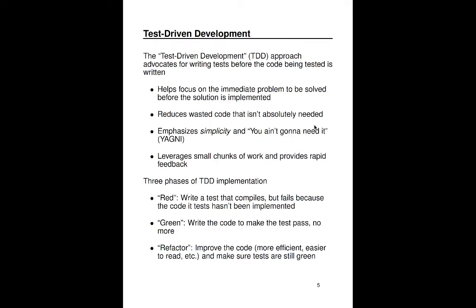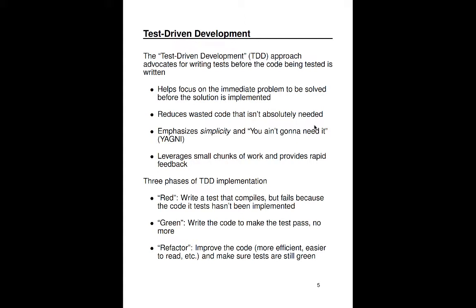The test-driven development approach, or TDD, advocates for writing tests before the code being tested is written. So you write your tests first, then you make them pass. TDD helps focus on the immediate problem to be solved before the solution is implemented. By writing a test first, you understand what your code needs to do before you write the how of what it does. This approach helps reduce wasted code that isn't absolutely necessary and emphasizes simplicity in your code. It applies the YAGNI principle. You ain't going to need it.